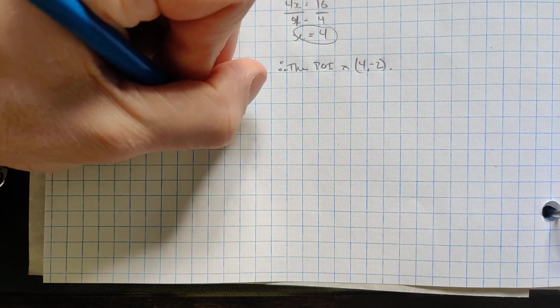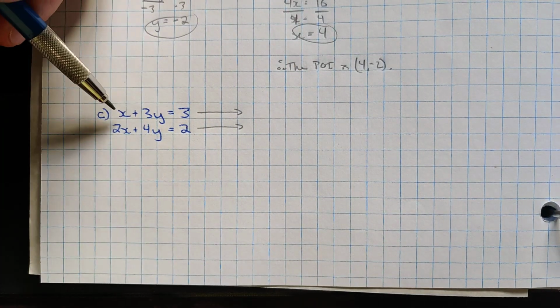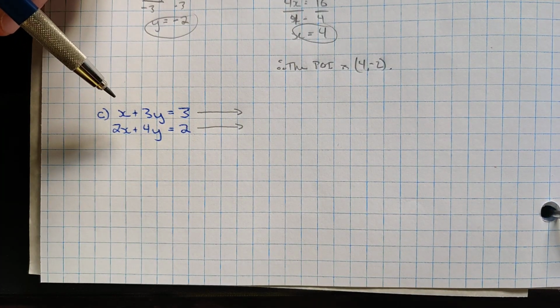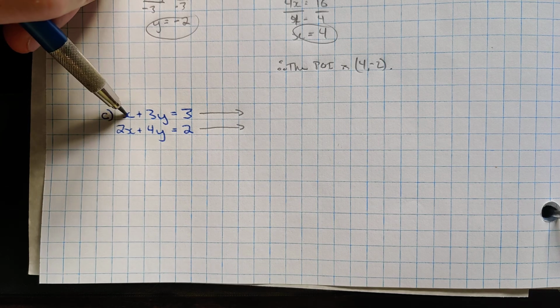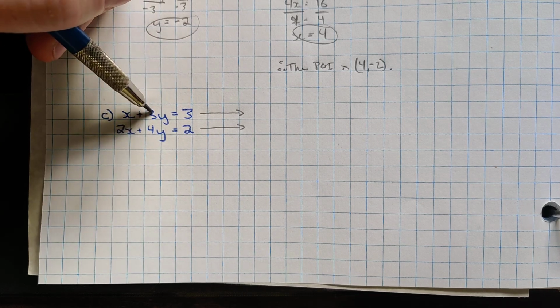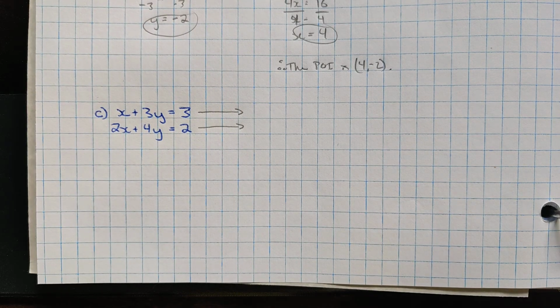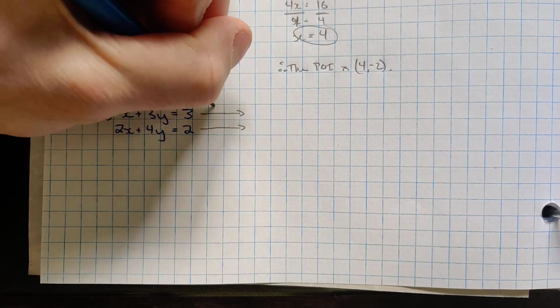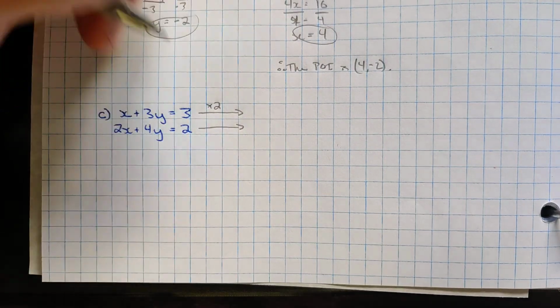And draw little arrows. Now, if I multiply the top equation by 2, meaning I multiply everything in the equation by 2 so that everything stays equal, I'm going to have 2 times x, 2 times 3y, and 2 times 3. That will be the same equation. We just multiplied everything by 2 to make them bigger. So we're going to multiply that by 2.